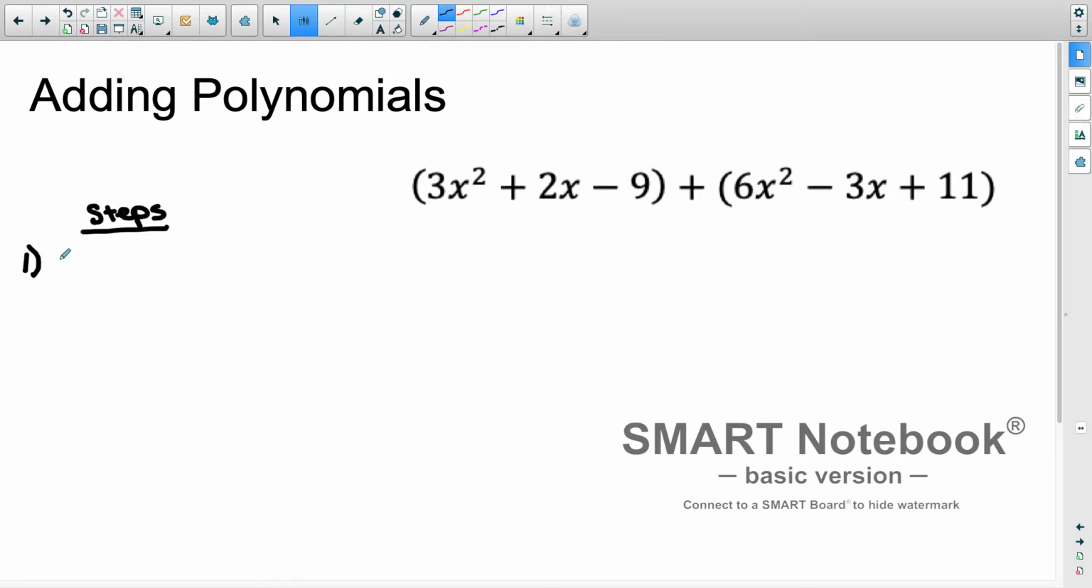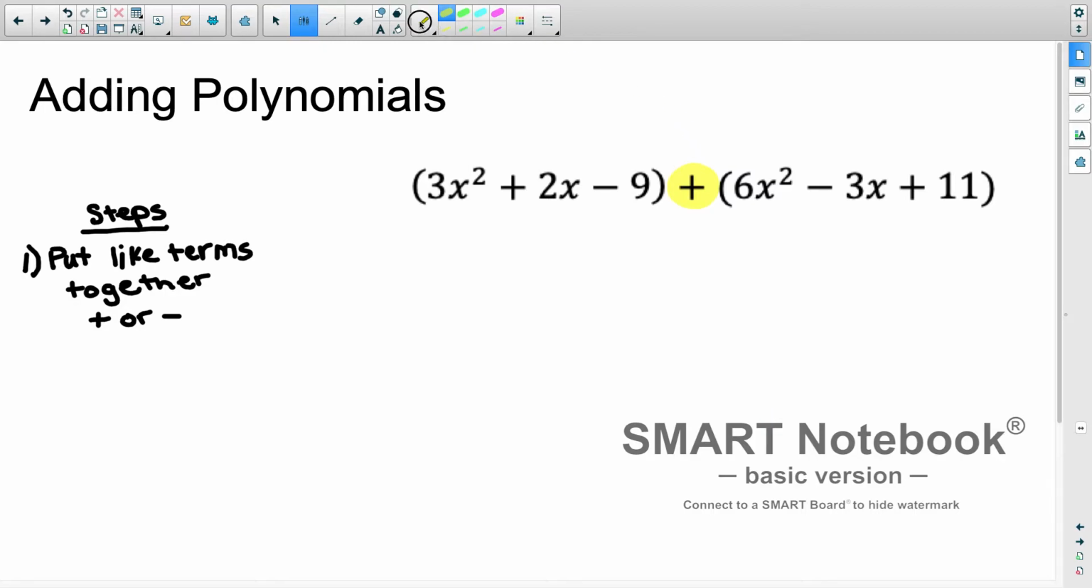But our first step is going to put our like terms together. So we're going to look at this problem and we're going to put those like terms together. And we're either going to put them together with a plus or with a minus. And that plus or minus comes with, are we adding the polynomials or are we subtracting the polynomials? And in this case, the thing between them is adding. So we're going to be adding those polynomials together.